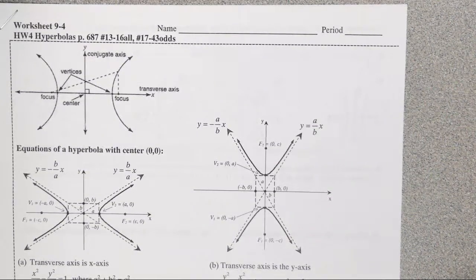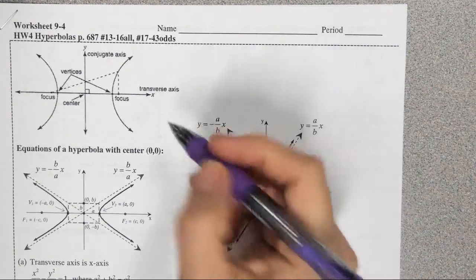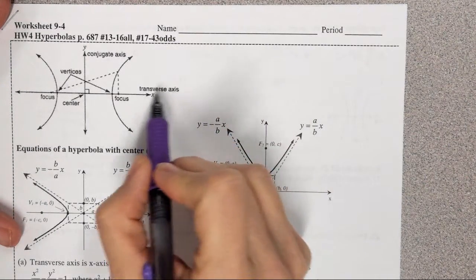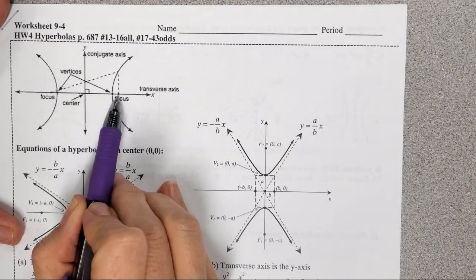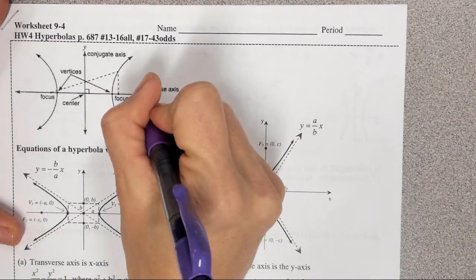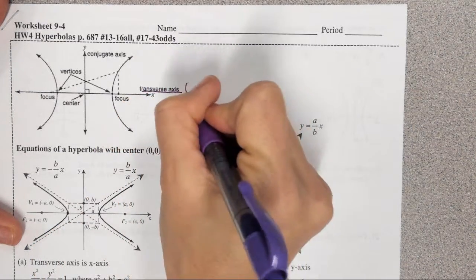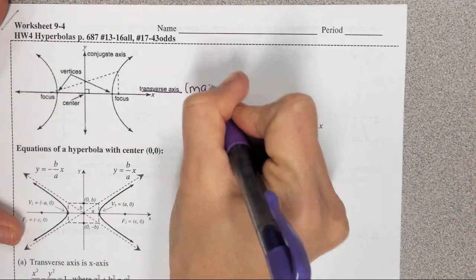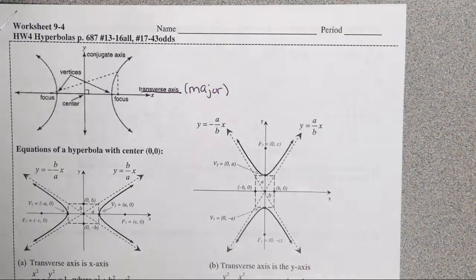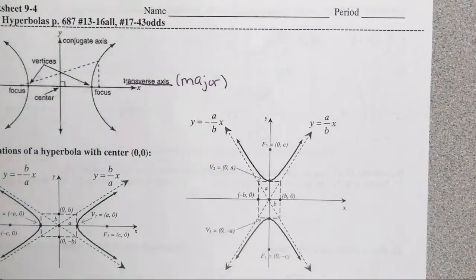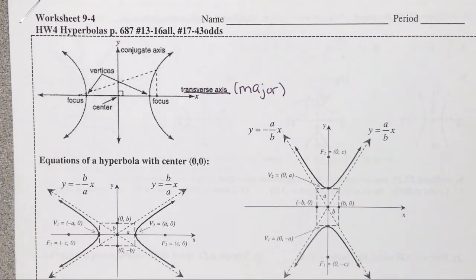Right, so we go. Up at the top, it tells me some vocabulary words. Right here, they call this axis that has the center, the focus, and the vertices the transverse axis. This used to be called the major axis, and somebody decided we needed a new word. So instead of calling it the major, we're calling it the what? Transverse. Not a big deal.